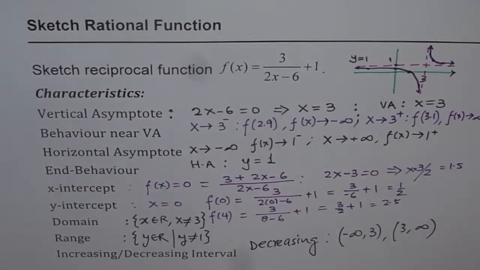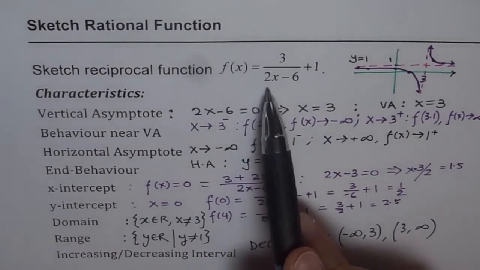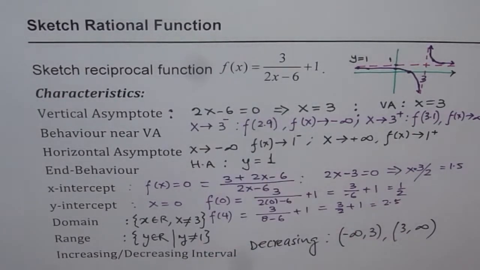Now you can answer questions like what is the domain, what is the range, and what is the increasing or decreasing interval. Most of the rational functions which will be like this, a reciprocal of a line kind of, will be either increasing or decreasing depending on the equation of the line itself. If the line is increasing, then the rational function, the reciprocal of that, will be decreasing. If the line were decreasing, then you'll find the function to be increasing, right?